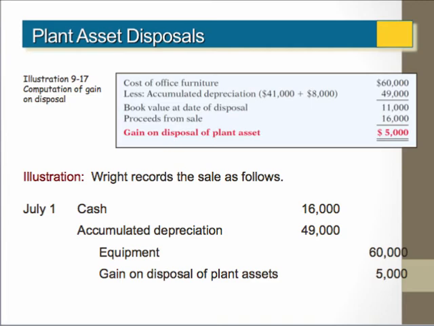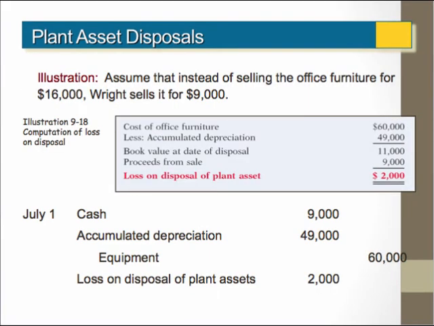So now let's change the scenario here that instead we sell the asset for $9,000. If we have a book value of $11,000 and we sell it for $9,000, we now have taken a loss of $2,000. So we still receive $9,000 in cash, so we do a debit journal entry. We still have to take the accumulated depreciation off the books and the equipment off the books. But now we need to do a debit for the loss on the disposal of the asset, the $2,000.